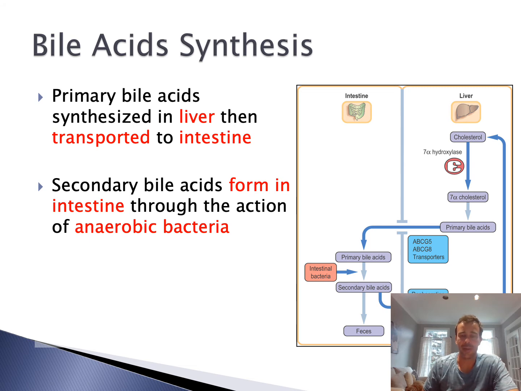As I mentioned, there's primary bile acids, but then you might have seen on the previous slide there are also secondary bile acids. The primary bile acids are made in the liver, and then they're transported to the intestine. And these secondary bile acids are formed in the intestine through the action of anaerobic bacteria, so they can enzymatically act on the primary bile acids to form secondary bile acids.